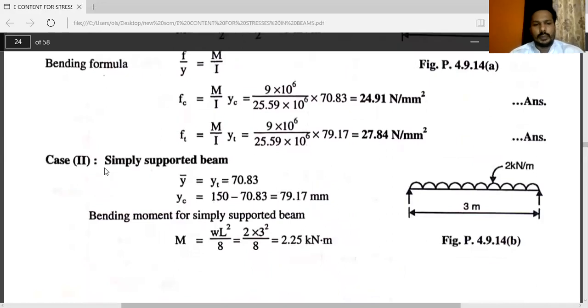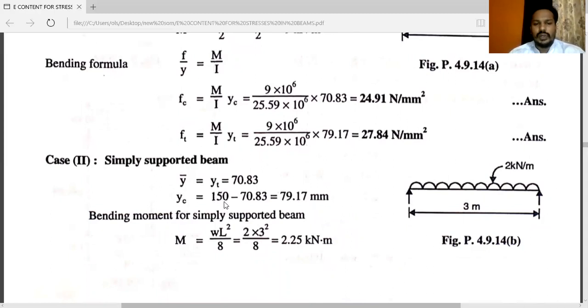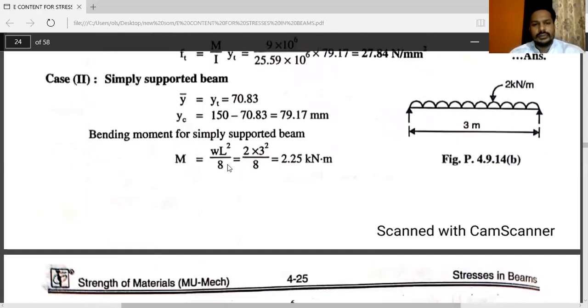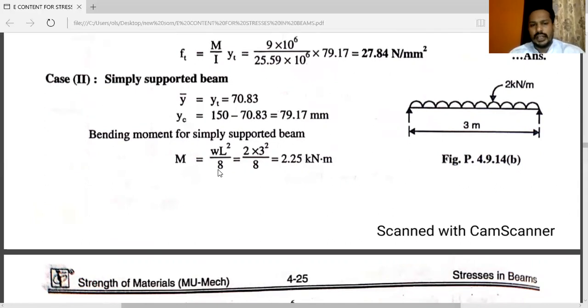But in the case of simply supported beam, Y bar is equal to YT and YC is equal to 150 minus YT. Means upper portion is compressive and lower portion of the neutral axis is tensile. That is simply supported beam. Already I explained during the theory part. So M is equal to W L square by 8 for simply supported beam from the chart. If you don't have chart, you can calculate maximum bending moment for simply supported beam. Here we have the values. So M is equal to 2.25 kilonewton into meter.